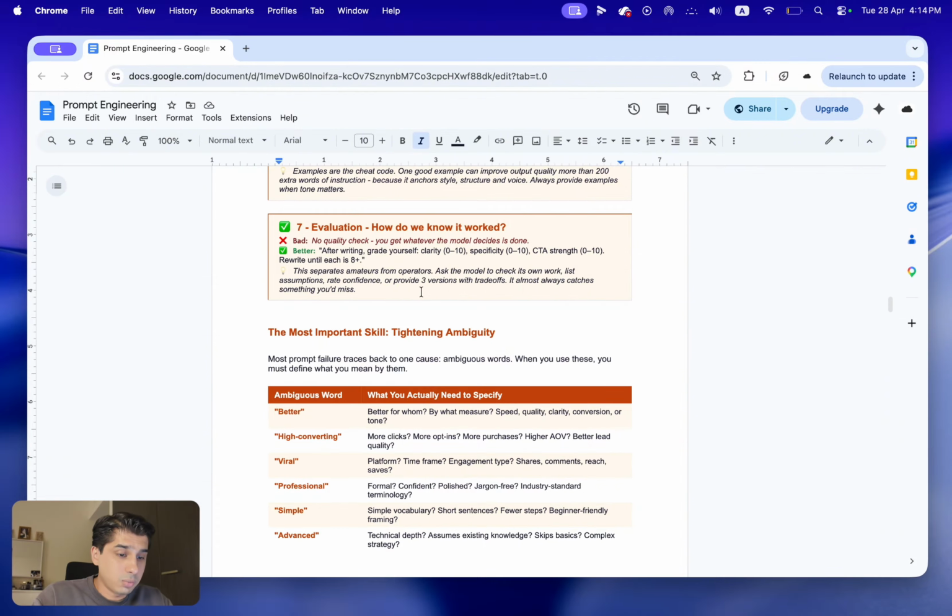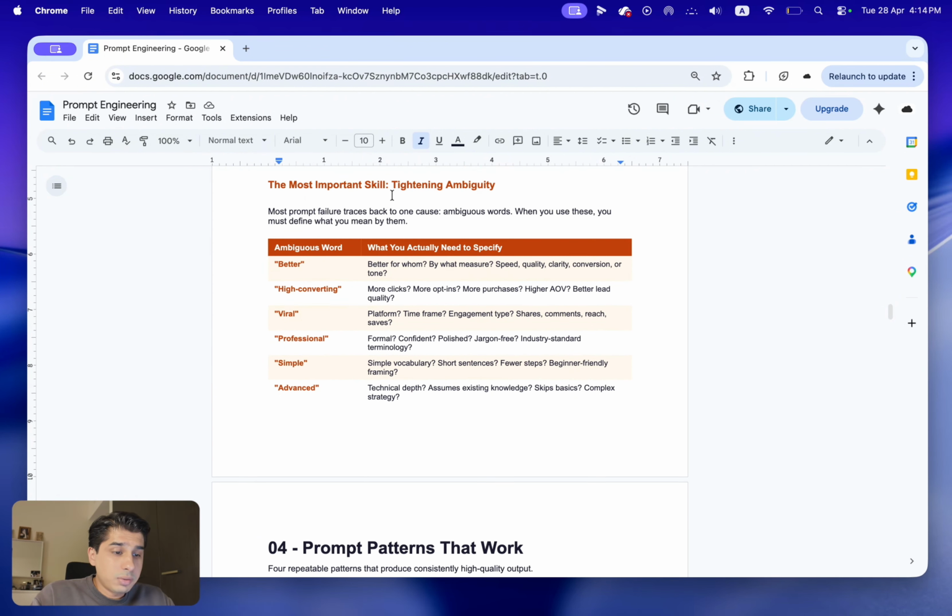Ask the model to check its own work, list assumptions, rate confidence, provide 3 versions with trade-offs. It almost always catches something you'd probably miss. Right now, the most important skill is tightening ambiguity.